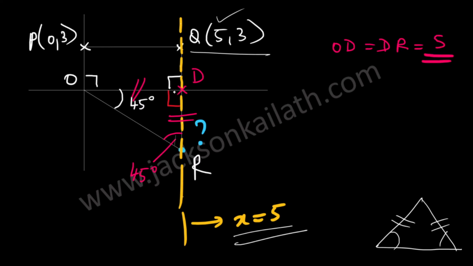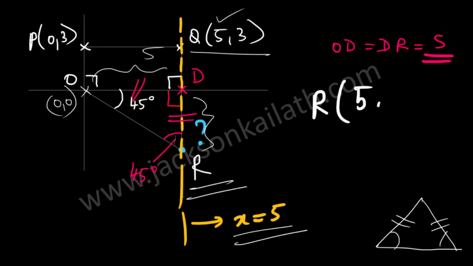and we can see over here that OD is equal to 5, because again D lies on this line over here. So the x coordinate is 5 over here, and the x coordinate at the origin is 0, because the origin is nothing but (0, 0). So this distance over here is 5 units. So this distance over here also has to be 5 units. All right. So the coordinates of point R are (5, 5).